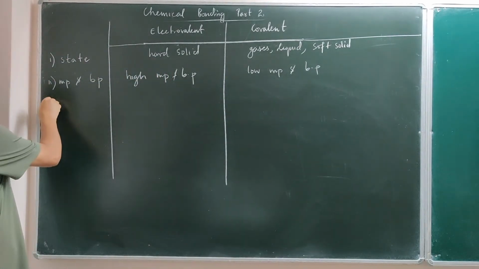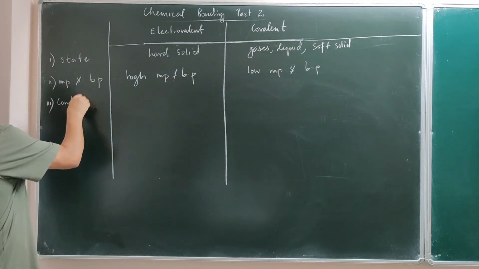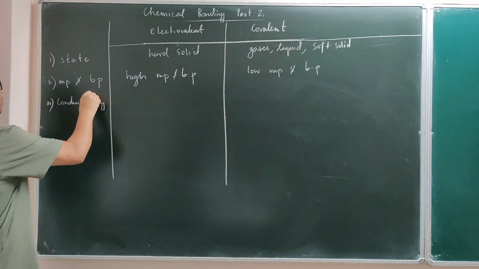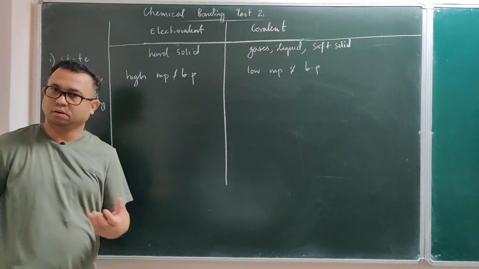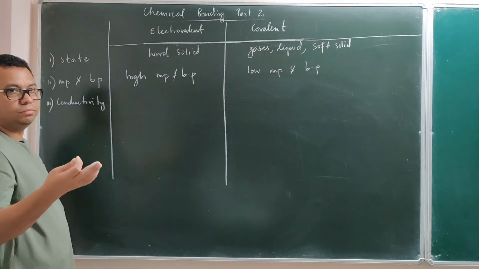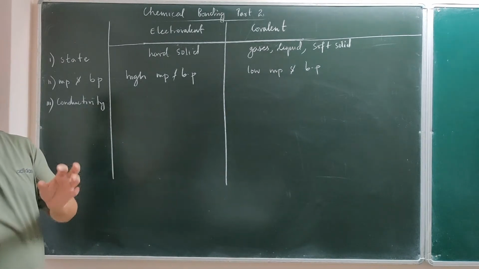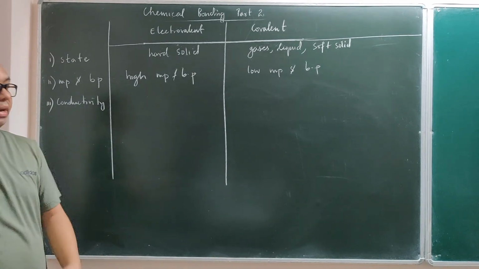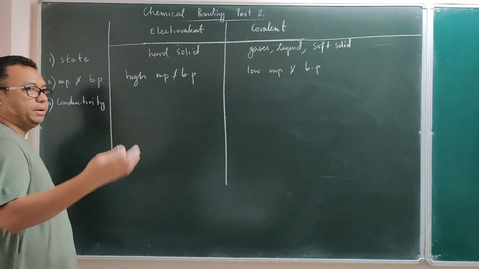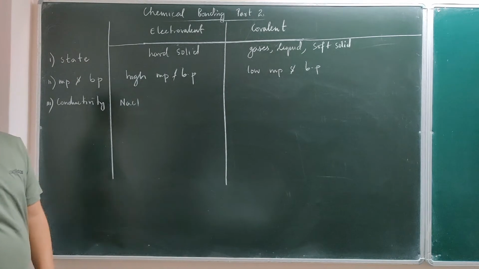Then the third property is conductivity, conductivity of electricity or conductivity of heat. Before I go to the difference or properties of conductivity, I should tell you a little bit about two terms. Let me take one example of an electrovalent compound. I think the easiest one that we have learned is sodium chloride.